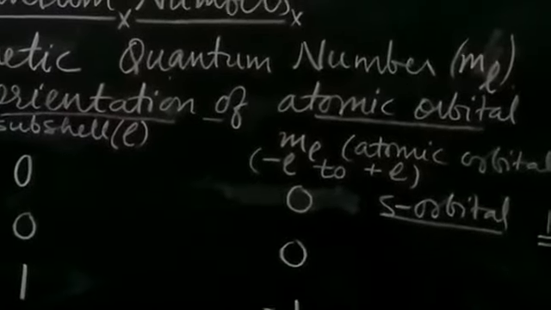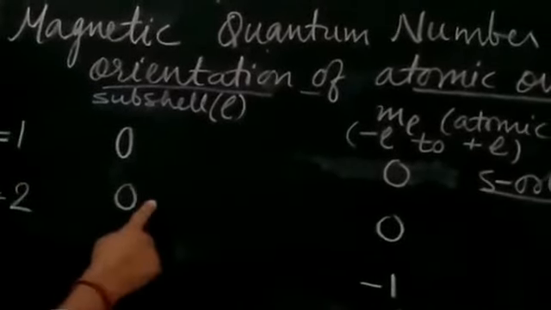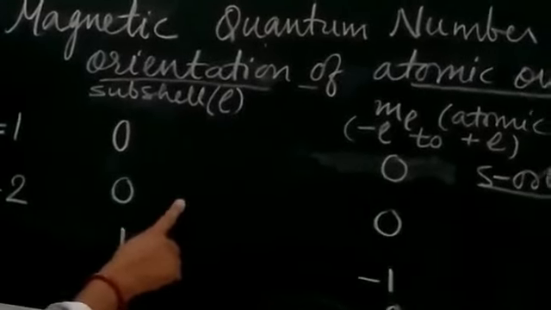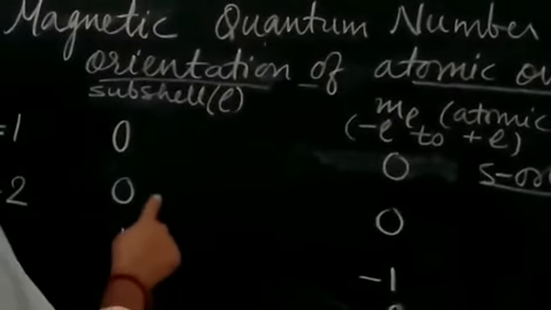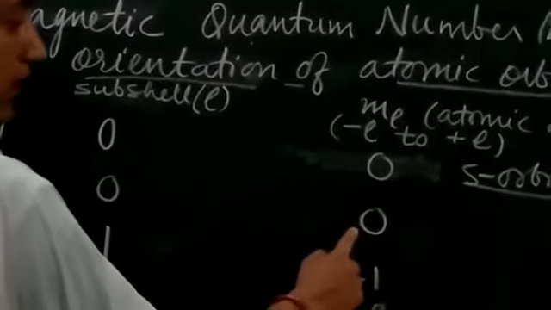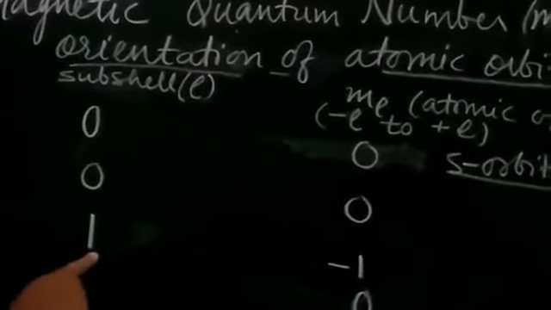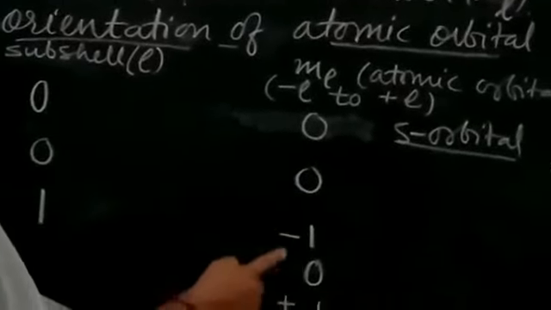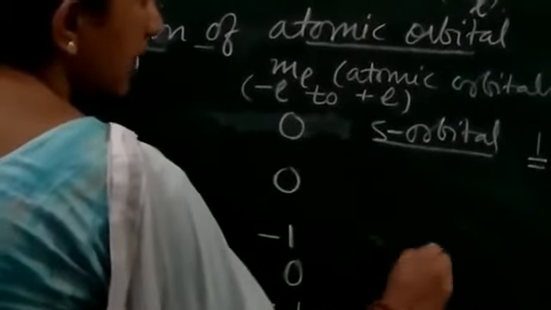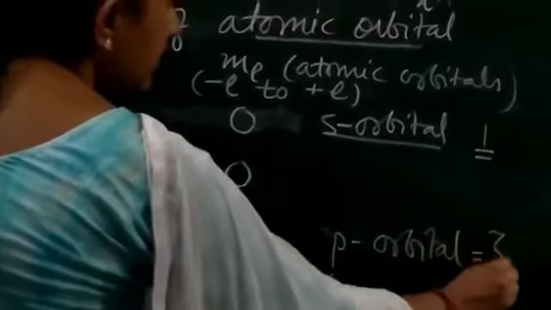So students, for shell number 2, how many subshells are we having? We are having 2 subshells. This is the S subshell, this is the P subshell. This 0 is indicating the S, right? So it is the S subshell here, and this is the P subshell here. For the S subshell, we will have only one S orbital, and how many orbitals will we have for the P subshell? We will have 3 p orbitals, right? So the number of p orbitals is 3.